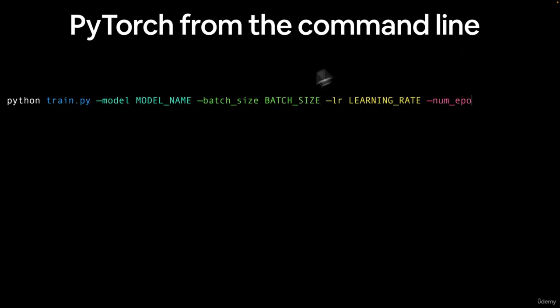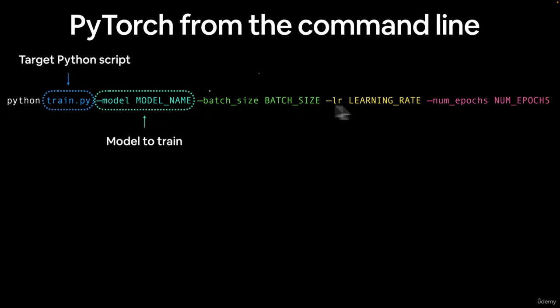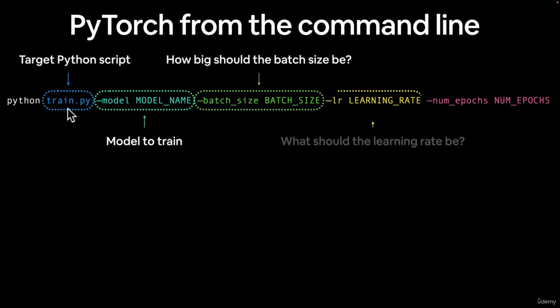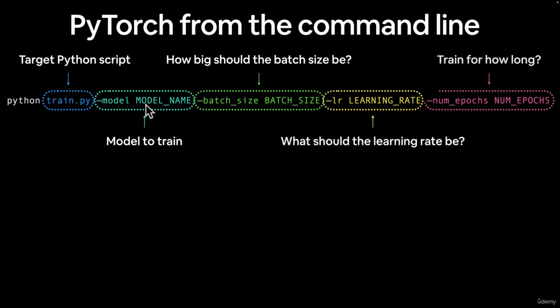Here's what we really want to do. We want to be able to train a PyTorch model with a single line of code. And with that single line of code, it would be great if we could pass in different hyperparameters, such as which model to train. How big should our batch size be? What learning rate should we use? How long should we train for?